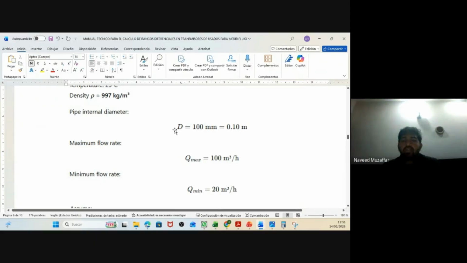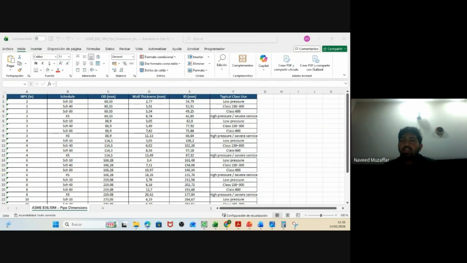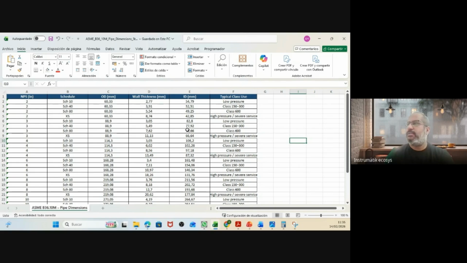I have heard before of the standard B16.36, I think, in which the pipe internal diameter and their schedule and their outer diameter and their nominal pipe size is mentioned. Yes, this one. This is ASTM.